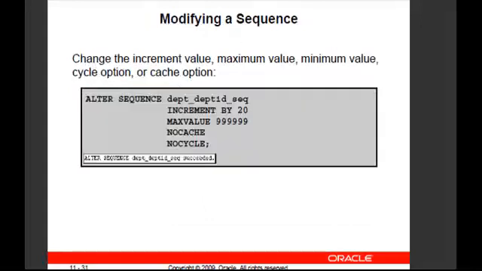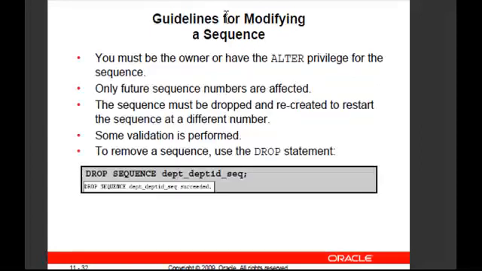We cannot use CREATE OR REPLACE, but if we would like to modify a sequence, we use the ALTER statement. We're going to say ALTER SEQUENCE, increase the sequence increment, or max number, or change it from CACHE to NO CACHE, or CYCLE to NO CYCLE. Here's the guideline for the sequence, and here's the DROP statement that we use for dropping a sequence.